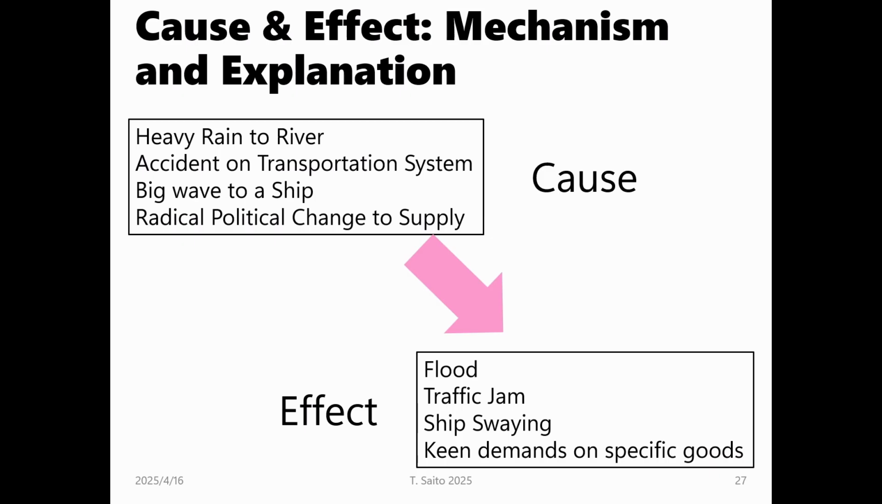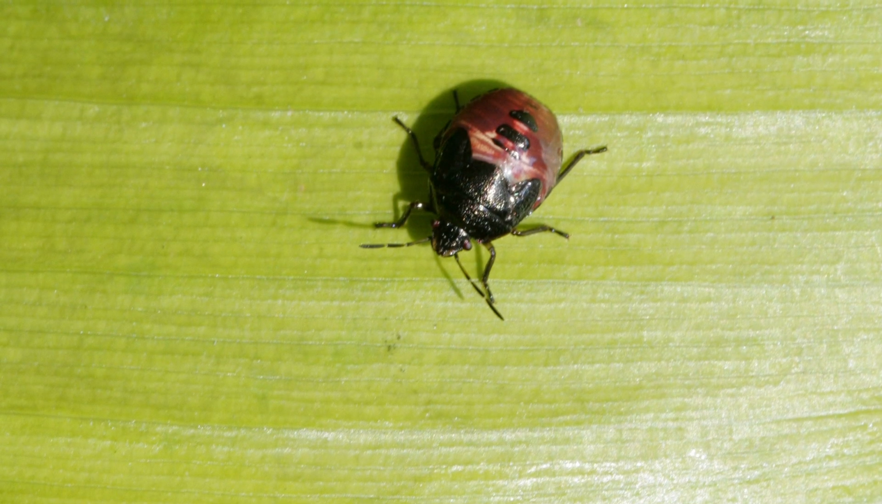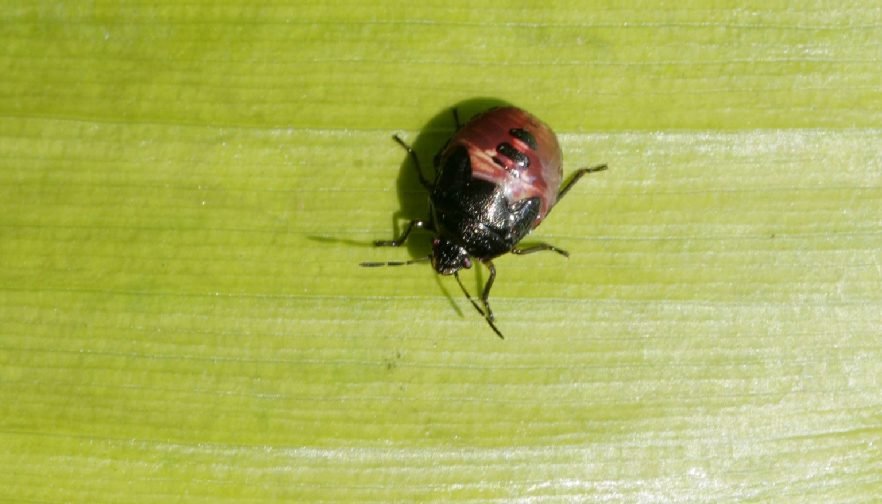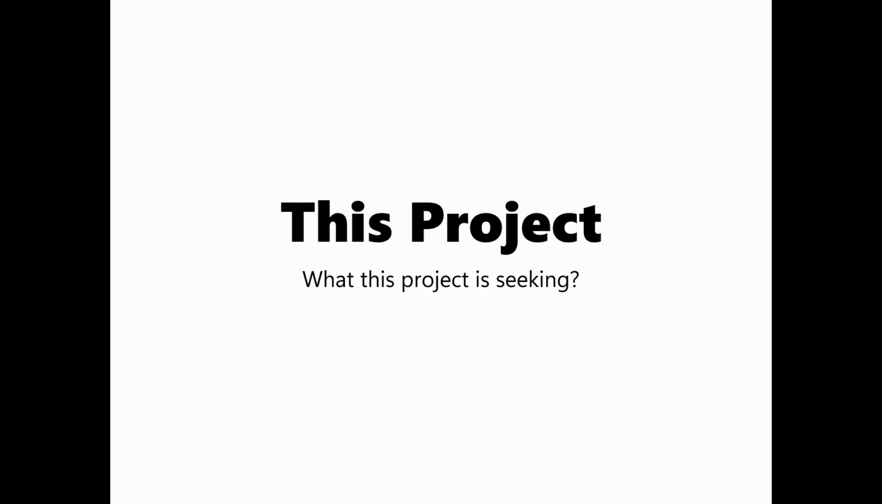Students are also expected to learn the difference between the cause and effect relationship and correlation. Identifying the difference may be beyond the scope of primary or secondary level education, but they can be made aware of the difference in a simple way. Okay, that's an explanation of the 7 cross-cutting concepts. Okay, let me explain the project and what we seek here again.